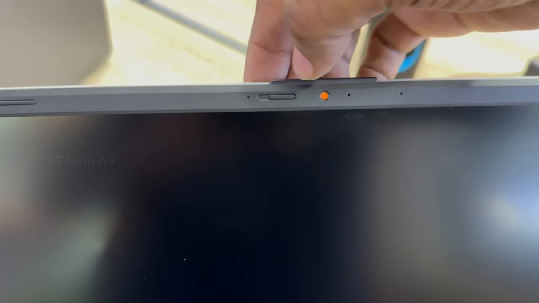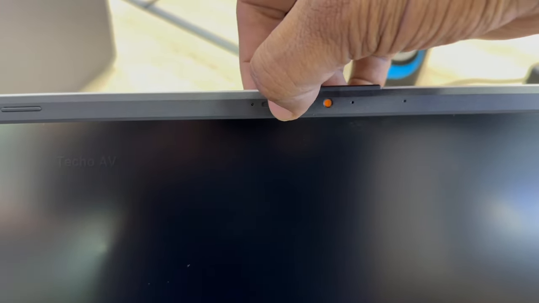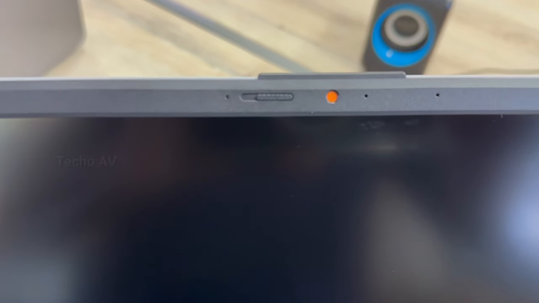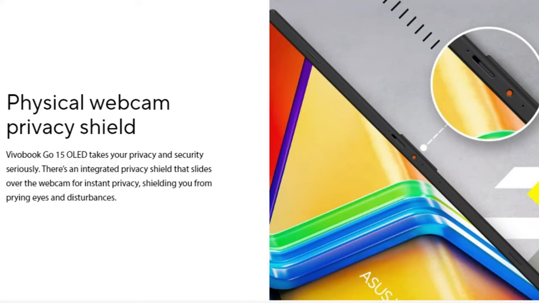Physical webcam privacy shield. Vivobook Go 15.0 LED takes your privacy and security seriously. There's an integrated privacy shield that slides over the webcam for instant privacy, shielding you from prying eyes and disturbances.